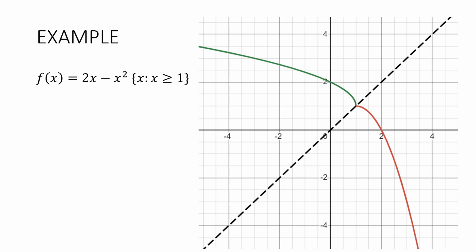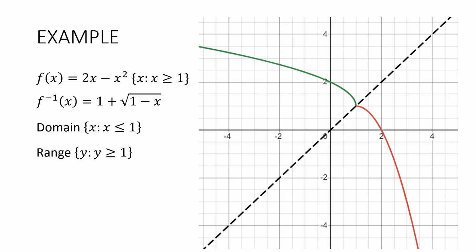So suppose that I choose x is greater than or equal to 1. Our inverse function will be 1 plus the square root of 1 minus x. And in this case, the domain is x such that x is less than or equal to 1, and the range is y such that y is greater than or equal to 1.